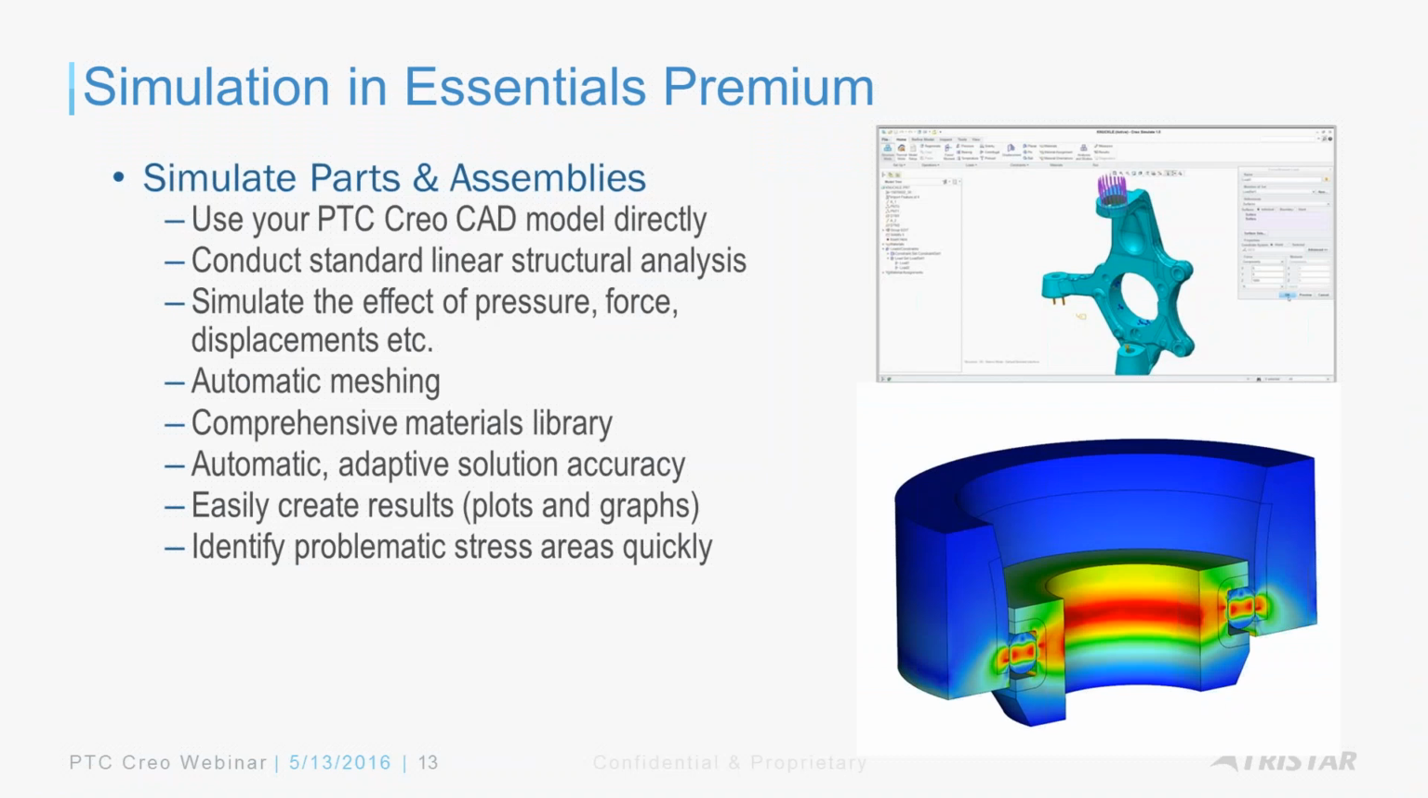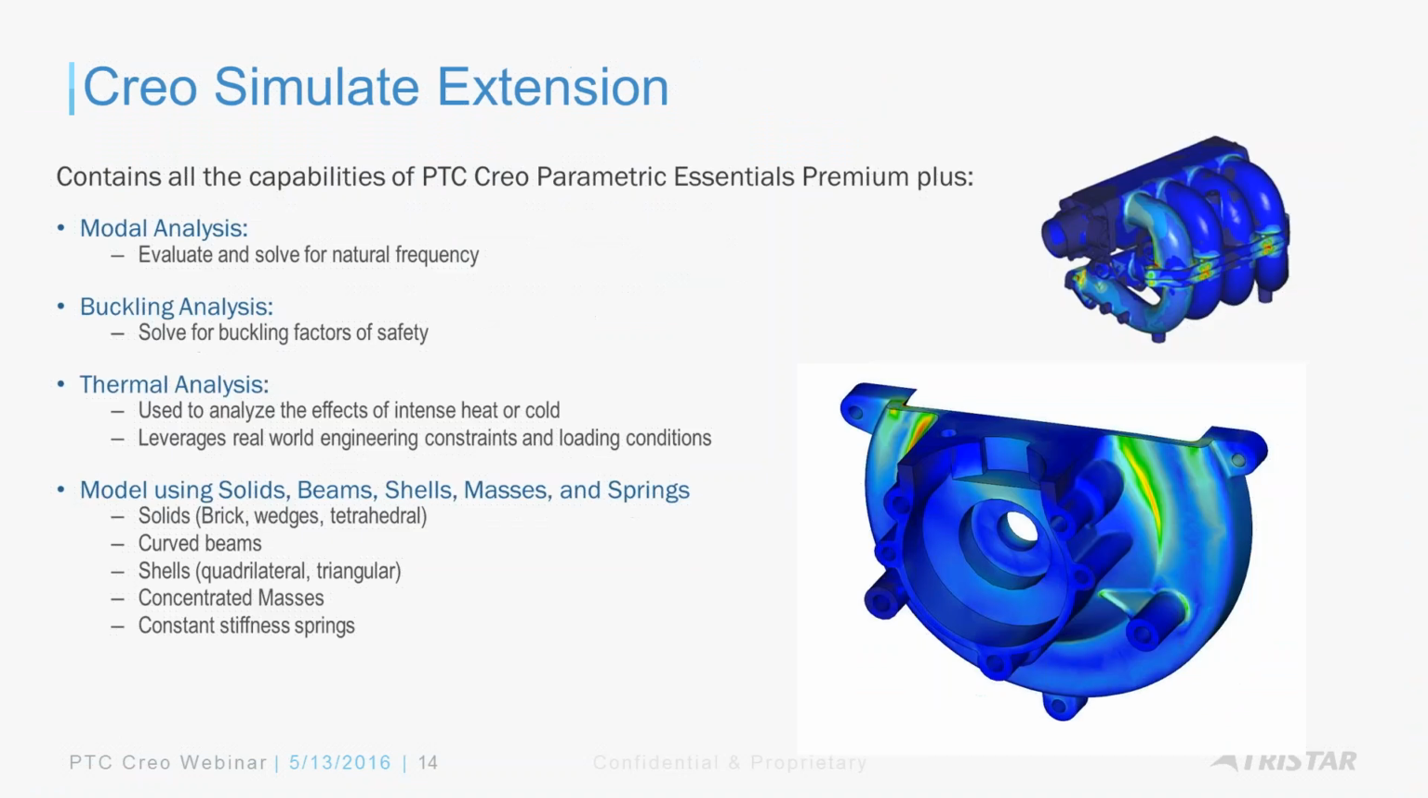So like I said, the Essentials Premium comes with some basic capabilities. If you're just doing pretty straightforward static analysis, this tool should do it for you. Or if you're looking for a little more capability than that, then it would be the Simulate extension that gets you modal analysis to check the natural frequency and the mode shapes. Or you can do a buckling analysis wherein you're essentially applying a compressive load and want to check what the maximum load is at which my structure will buckle, right?